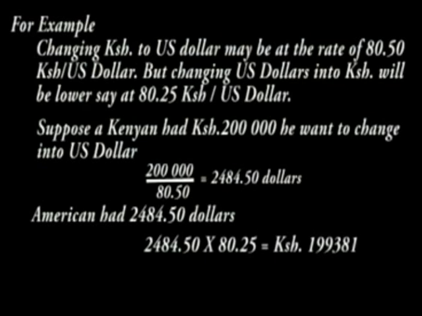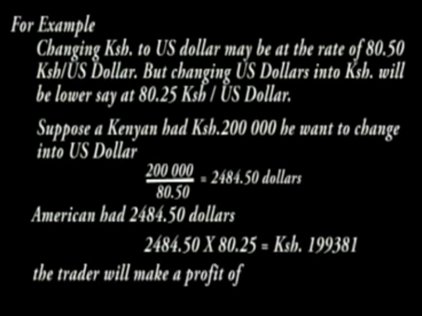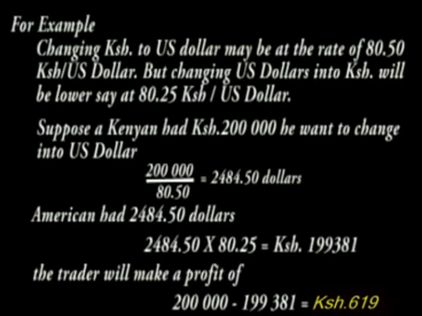Now this means that the trader will make a profit of 200,000 minus 199,381, which is 619 shillings. 619 shillings will be the profit for this trader who has changed 200,000 Kenya shillings into US dollars and then converted US dollars into Kenya shillings.